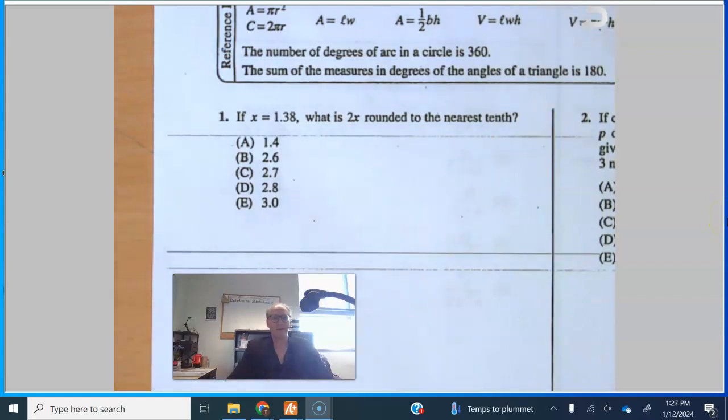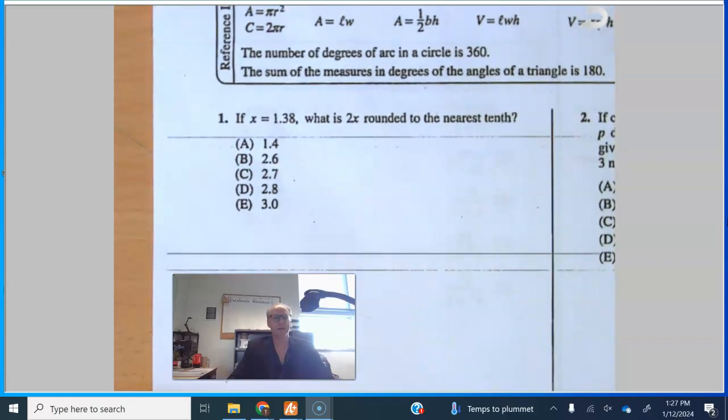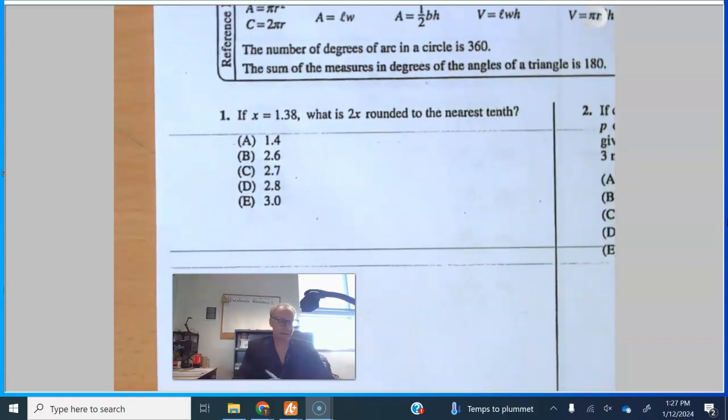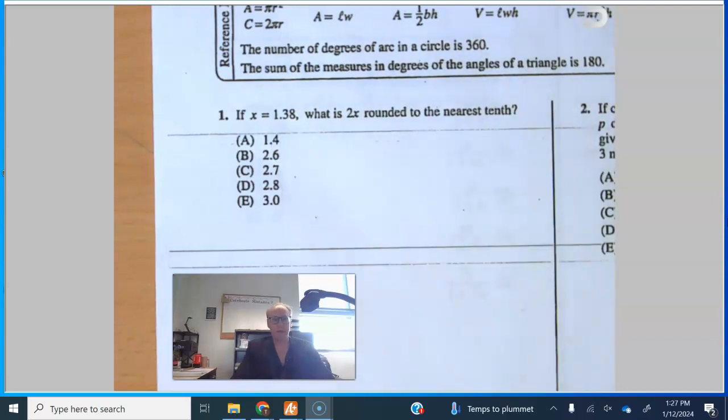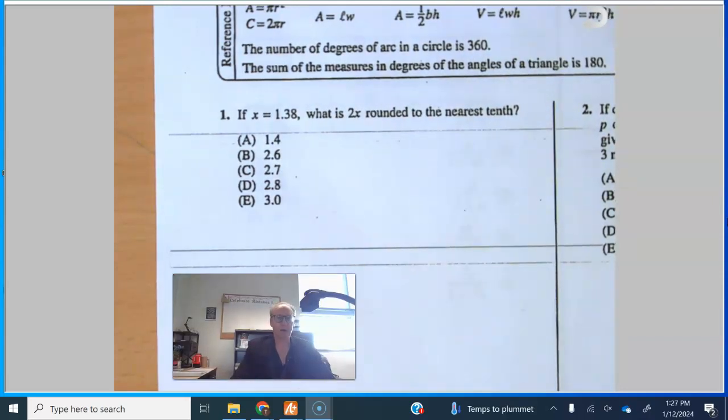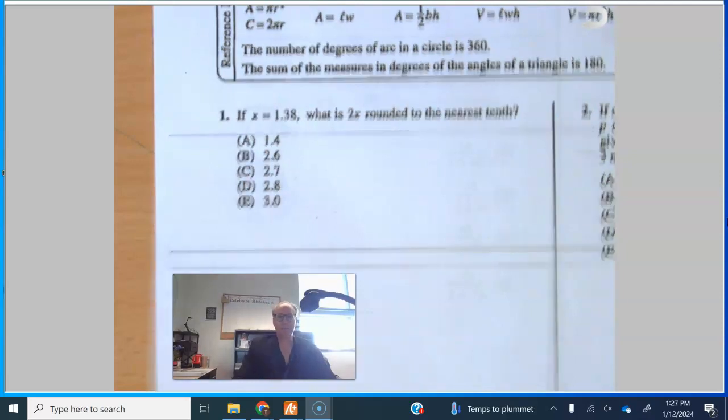Everybody, we're going to do part of an SAT section, or it's a PSAT section. This is an old one. You can tell because they didn't just do A, B, C, D. They actually have an E part in it. These are extremely easy problems. We'll do the first one.